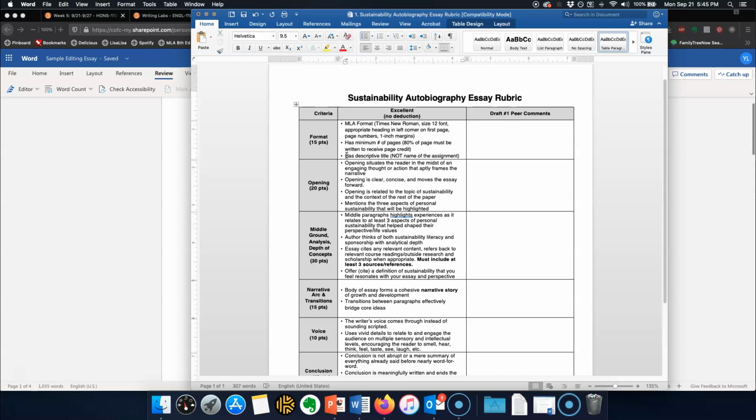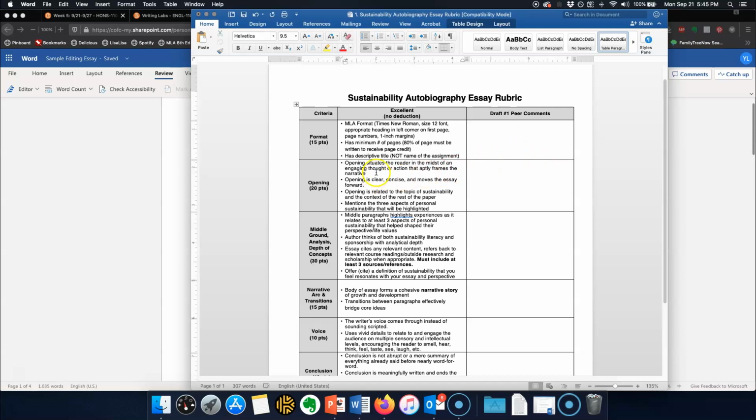So 15 divided by 3 will be 5 points apiece. So you can just take off accordingly. Maybe they don't have a descriptive title. That might be negative 5 points for them. So I want you to write any comments you have and then how many points you're taking off.